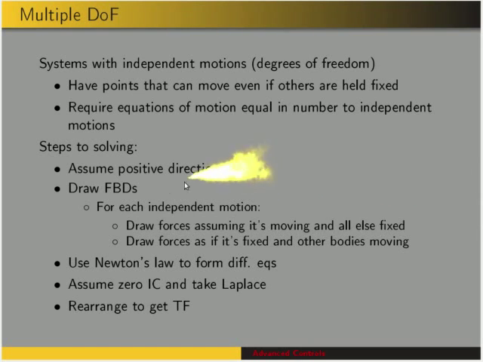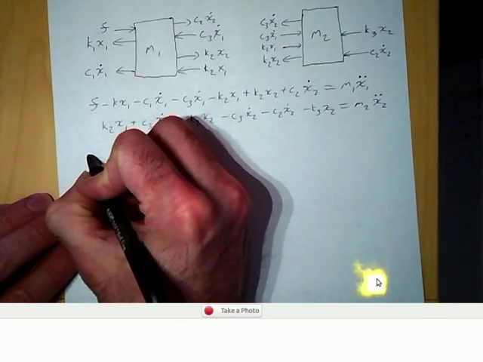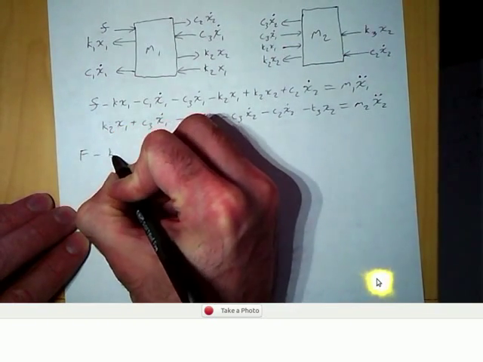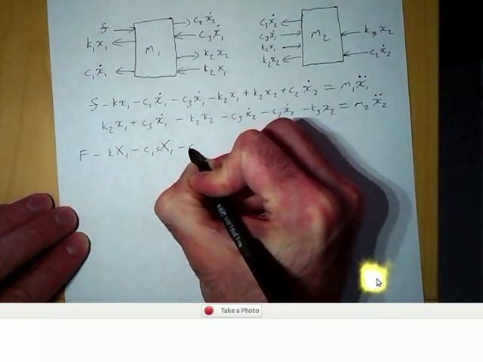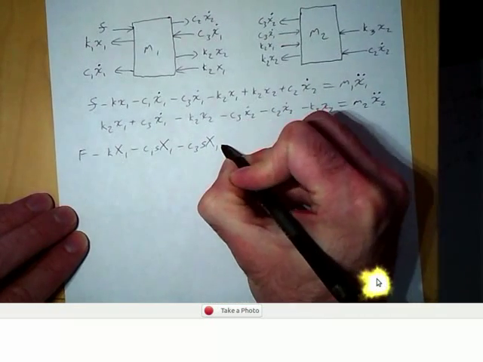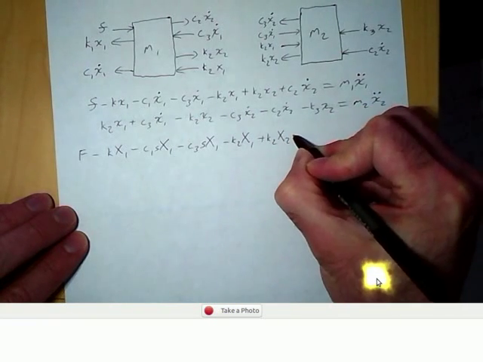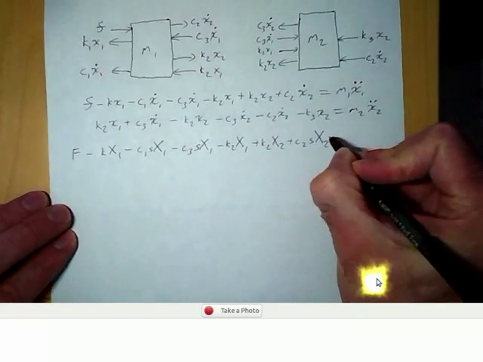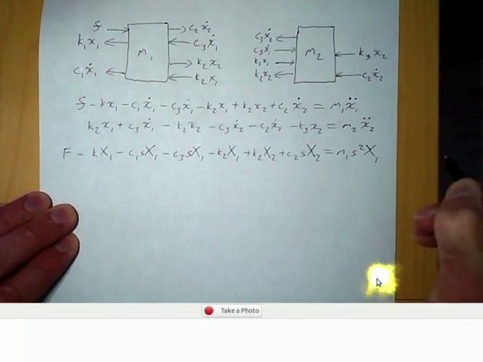So we have assumed positive directions, drawn free body diagrams, and used Newton's law to form differential equations. Now we need to take the Laplace transform and rearrange to get the transfer function. So we'll take the Laplace transform of the first equation: F minus K X1 minus C1 S X1 minus C3 S X1 minus K2 X1 plus K2 X2 plus C2 S X2 equals M1 S squared X1.